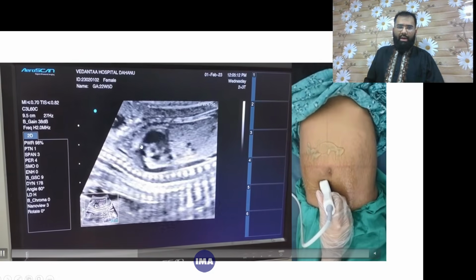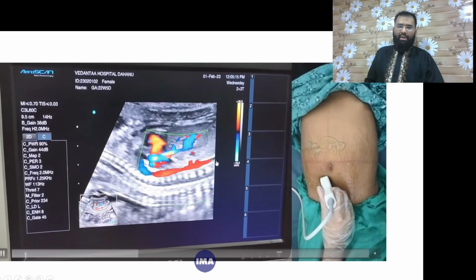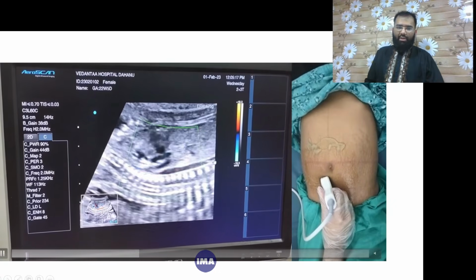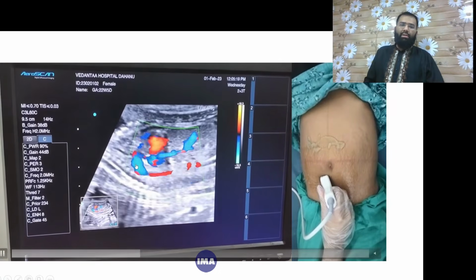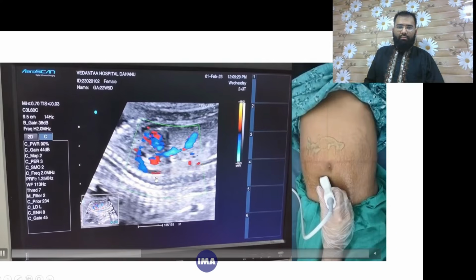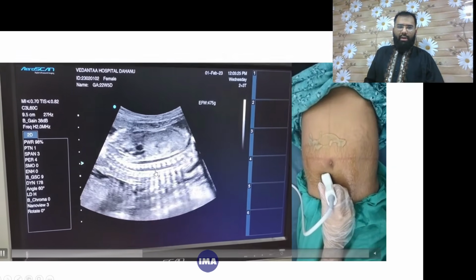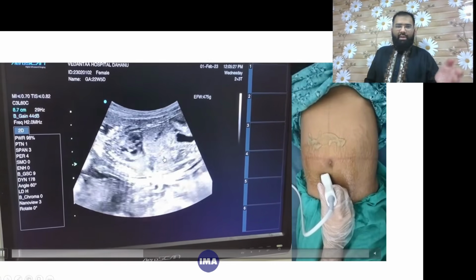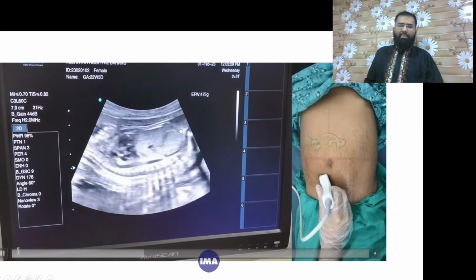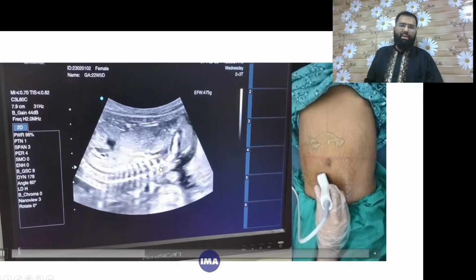This is the pumping heart. This is the ductal arch, which is seen very nicely on the side, containing the descending thoracic aorta, and it is confirmed on color. Now look carefully. Again, I'm panning along in sagittal section. This is the fetal bladder, which we can see very clearly.